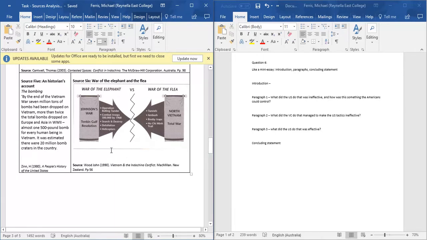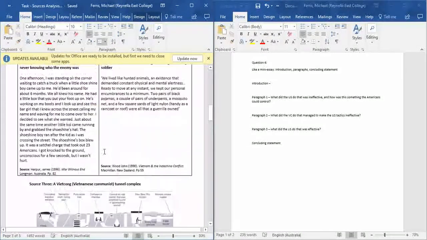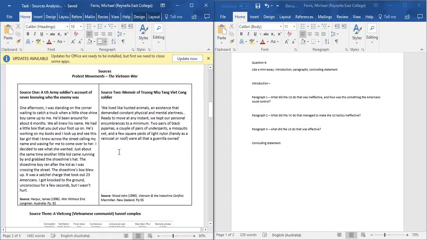Maybe it is the defoliation. Maybe it was firing this form of assault. You've got to have a look at these sources and work out what you think the US might have done well. And then lastly, I'm looking for a concluding statement.